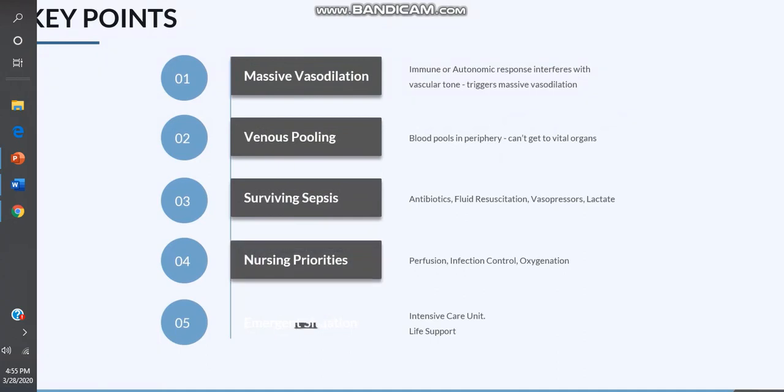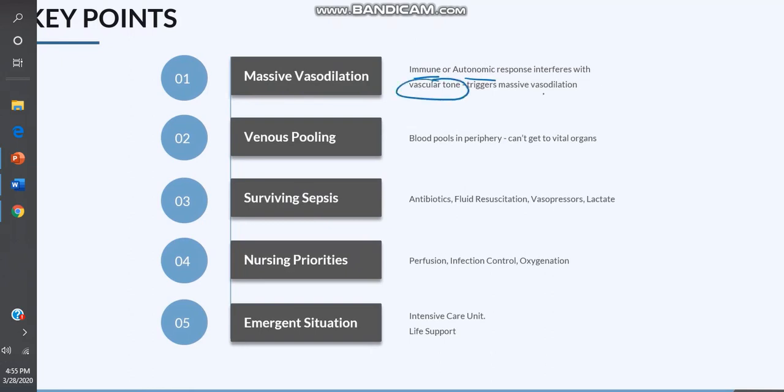So let's review. Distributive shocks like septic shock are caused by some sort of immune or autonomic response that interferes with vascular tone and triggers massive peripheral vasodilation. So that blood is going to end up pooling in the periphery and it just can't get back to those vital organs where we want it. So we use the Surviving Sepsis campaign guidelines. We want to give antibiotics as soon as possible. We're going to fluid resuscitate, again, about 30 mL per kilo. We're going to give vasopressors to improve their blood pressure, and we're going to monitor their lactate levels. We expect to see it decrease as they get better.